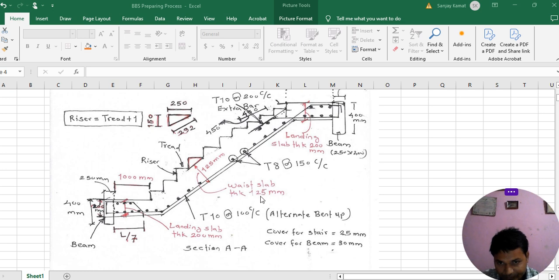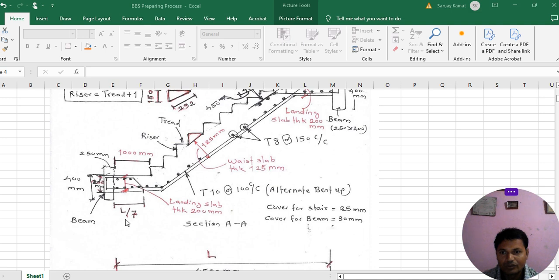And see, the gap between the upper bar and the lower bar of the reinforcement is what? The landing slab, and this thickness is how much? This thickness is 200 mm only, as you can see in this figure. Okay, so as we know this, and see this part is called L by 7. This part L by 7, where L is the longitudinal length.